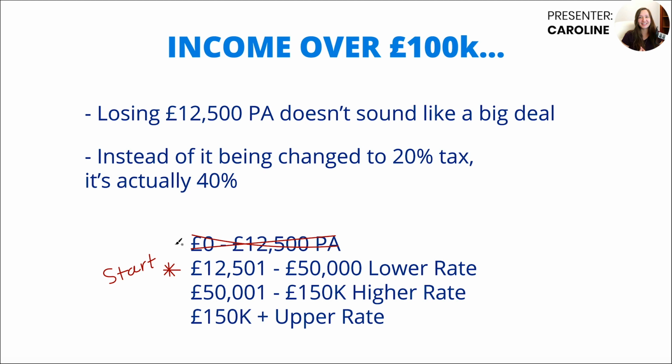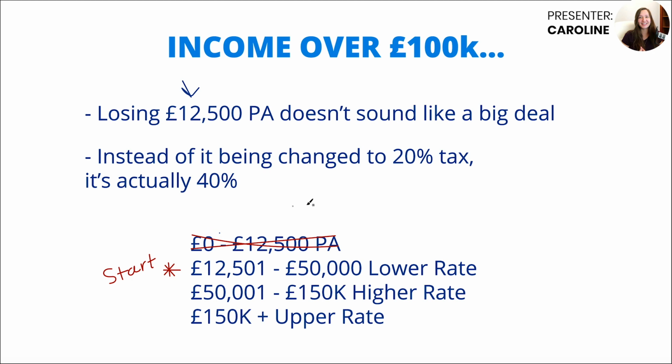Now, I mentioned the income over £100,000, and this is where you start losing your personal allowance. So this doesn't sound like a big deal. Oh, it's only this amount of money that I lose for no taxes, which is not huge compared to the grand scheme of things. Yes, sure. But instead of it being changed to the 20% tax threshold, it's actually 40% or more.